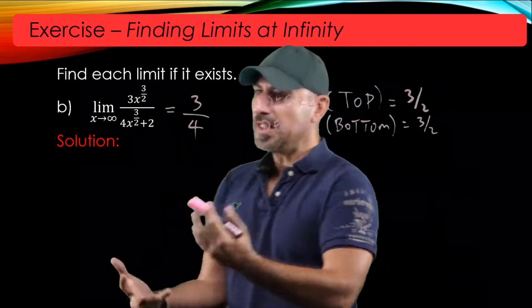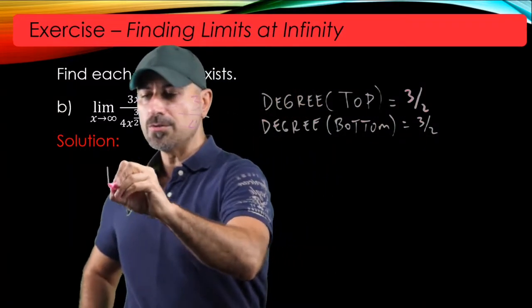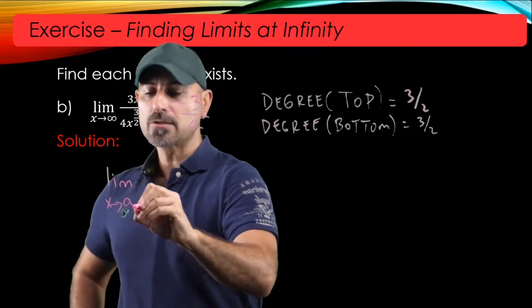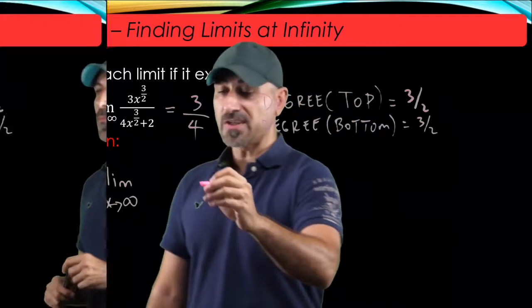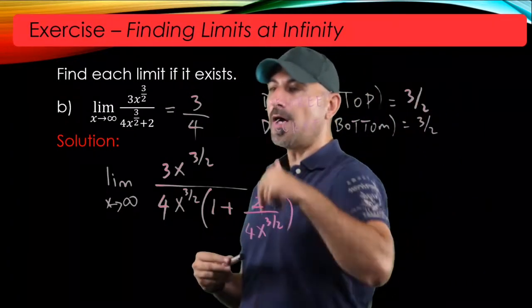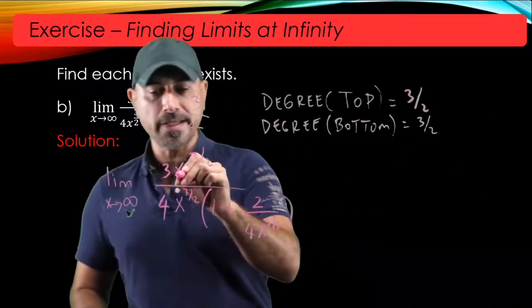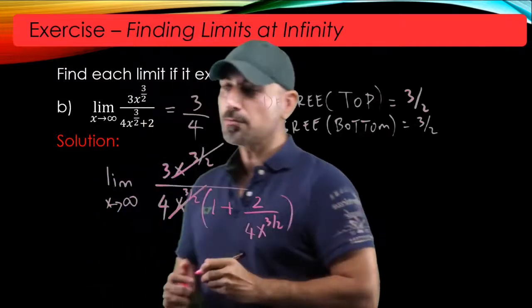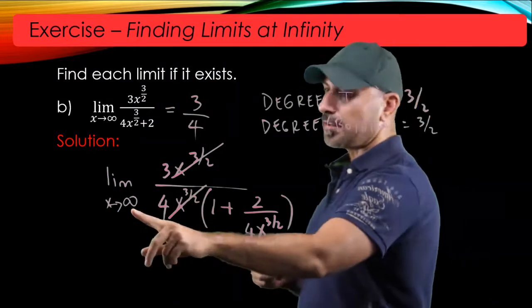Okay, this is us being less rigorous. If you want to be more rigorous, why don't you factor the highest degree term from the top and the bottom and then do some simplification. Again, this is us trying to show 3/4 in a more rigorous way. All right, so x to the 3/2 are essentially the like terms, so we divide them out. And then we let x go to infinity at this moment.